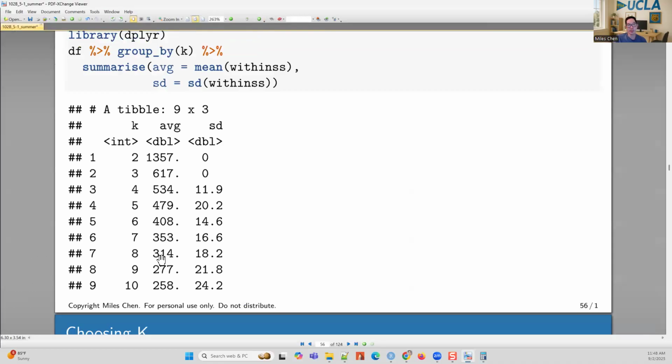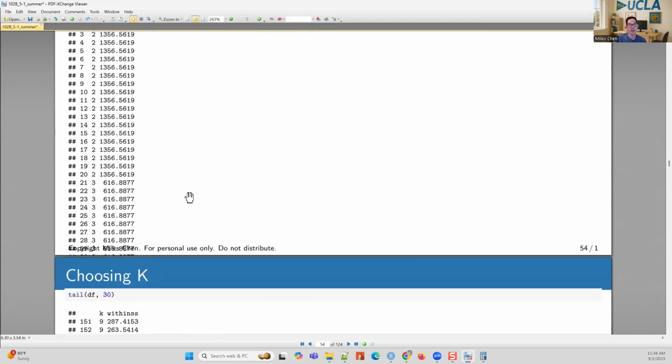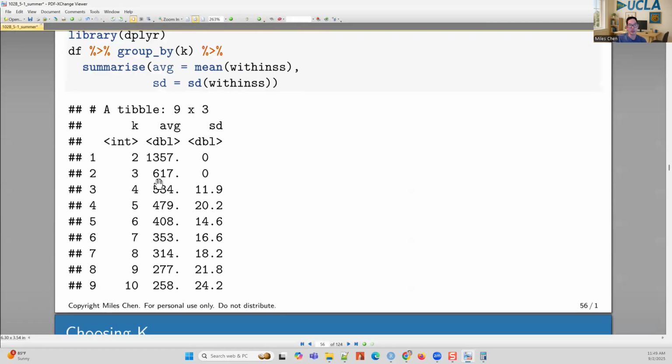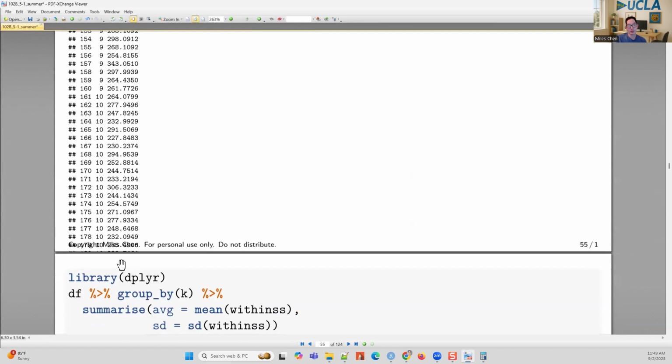And so I can just create what is the average within sum of squares for each of these different k's, and then what's the standard deviation? With k equal to 2 and k equal to 3, there's no standard deviation because we got the exact same value every single time, 616.887. When I have k equal to 4, we do have some variance. K equal to 5, we have some variance. So on average, it's 534 with some discrepancy.